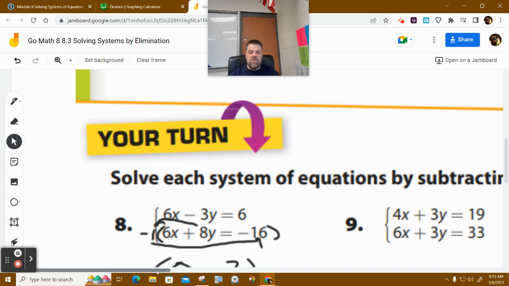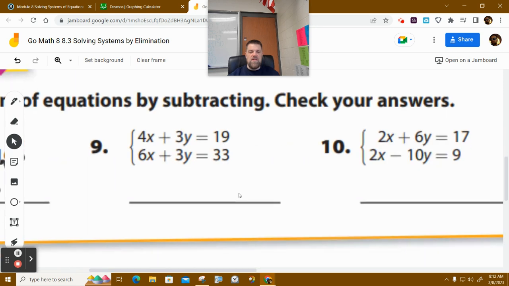I'm going to go a little faster on this one. Which ones should cancel out on number 9? 3 y's, right? Now, I have to make one of those an opposite. So how do I make one of those 3 y's an opposite? Somebody said switch it to a negative. The other one says multiply by a -1.